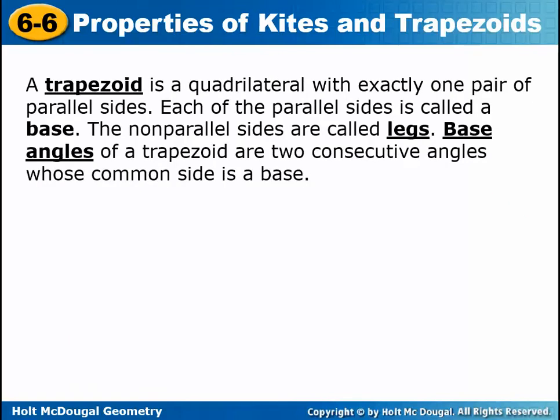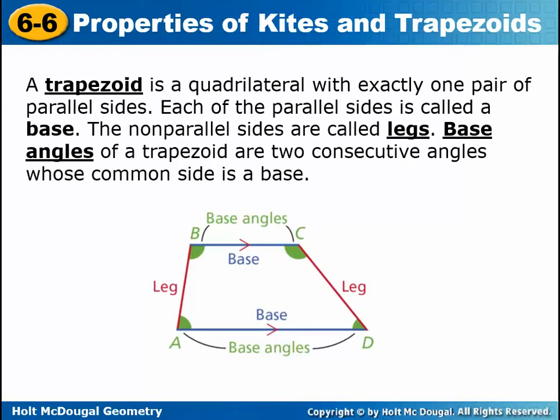All right, now let's move on to trapezoids. There's lots of parts of the trapezoid that you need to know. A trapezoid has exactly one pair of parallel sides. Only one pair, not two. Two would make it a parallelogram. Each of the parallel sides is called a base. So we got a base and a base. The non-parallel sides are called legs. So we got a leg and we got a leg.